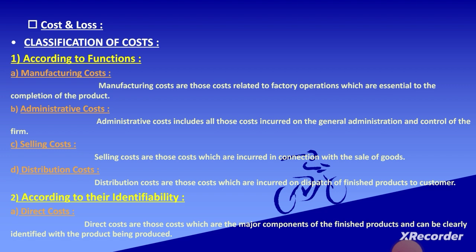Then the second one is according to their identifiability. In this, the first one is direct cost. Direct costs are those costs which are the major components of the finished products and can be clearly identified with the product being produced. For example, the raw material, labor, and other direct expenses which are exclusively incurred for a particular job, product, or process.